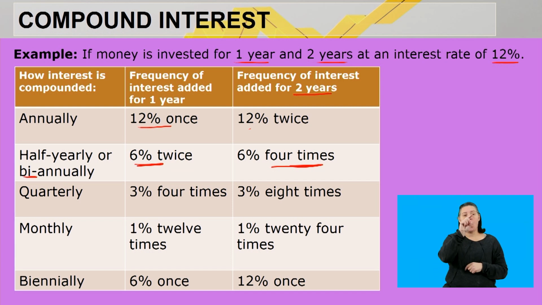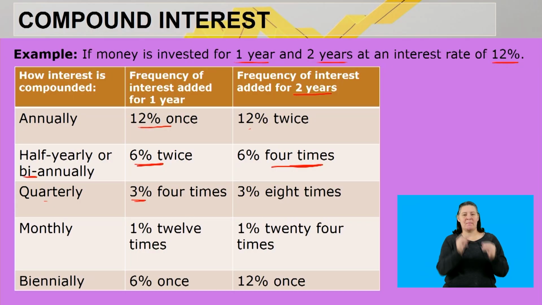Then quarterly, that will be 3%. How did I get to 3%? I took the 12 and divided it by the 4, as indicated in the previous slide. So that's how I got to 3%, and that's 4 times. If it's for 2 years, it will be 3%, but now 8 times.